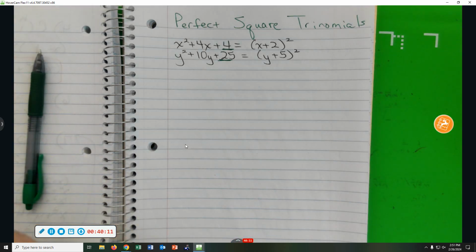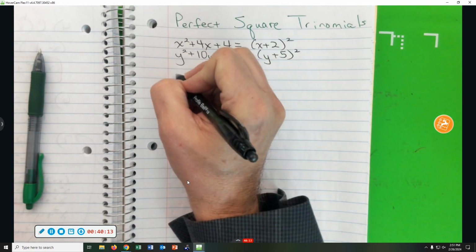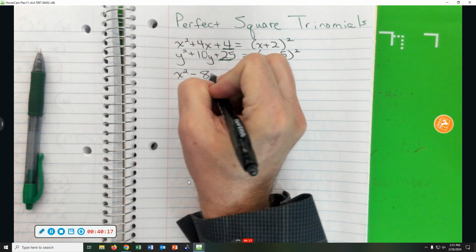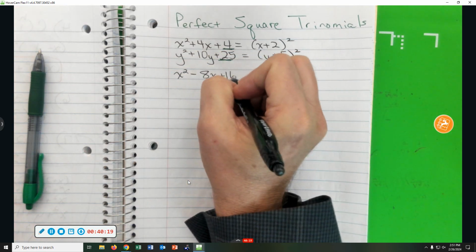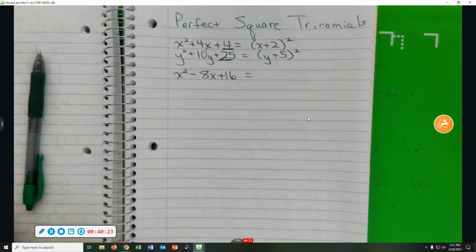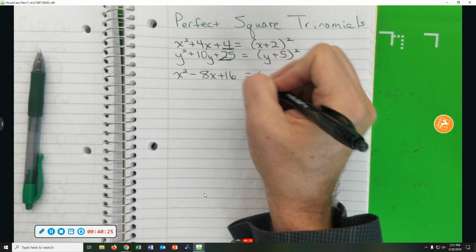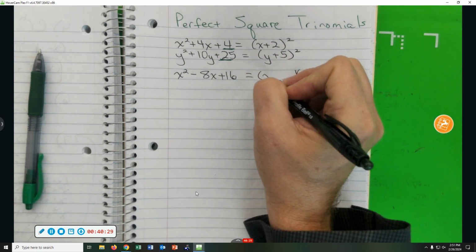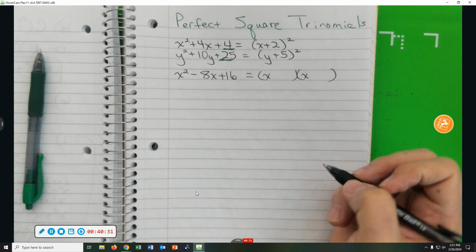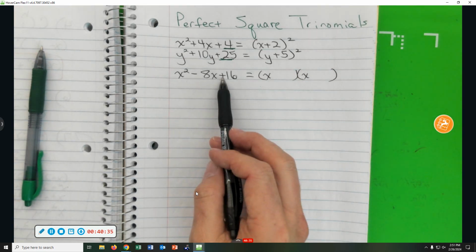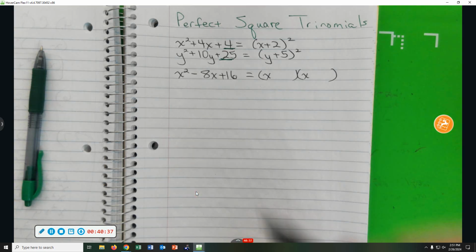Here's another perfect square trinomial. How about x squared minus 8x plus 16? Write that as two sets of parentheses. Factor this. Yeah, let's factor that. Are you going to get the same thing in both sets of parentheses? Yes. Okay, the second sign's a plus, so you have two of the first signs.